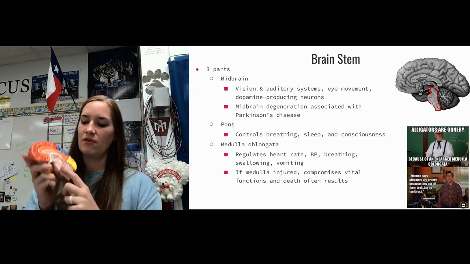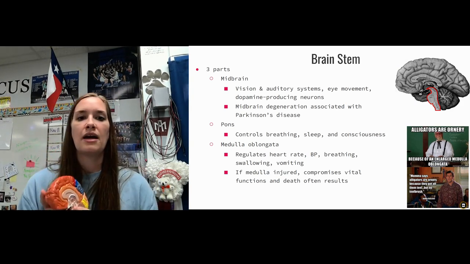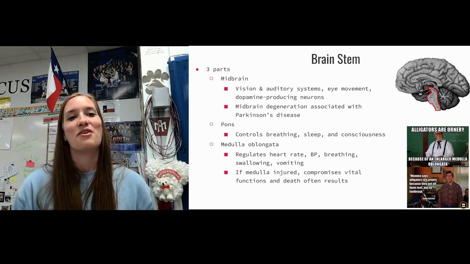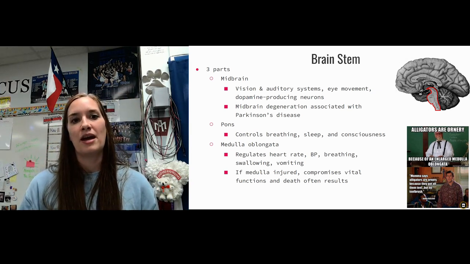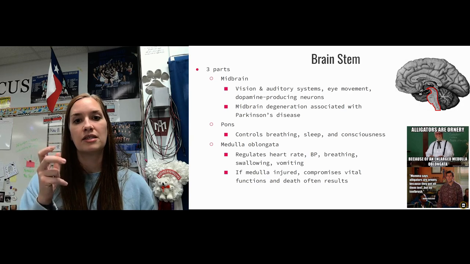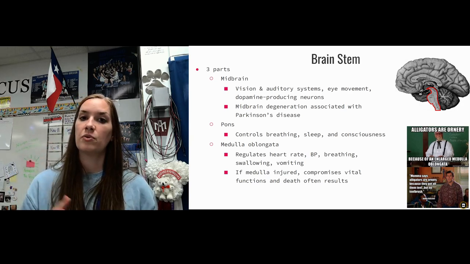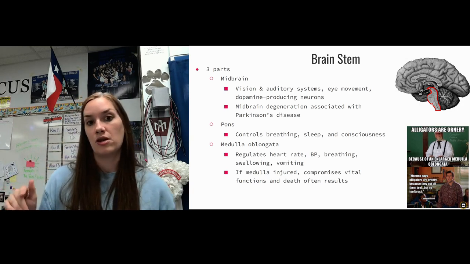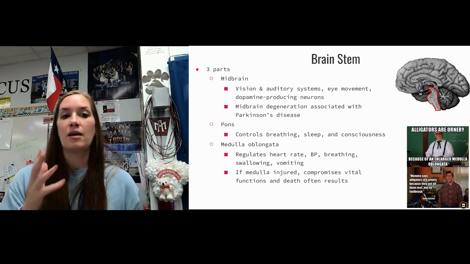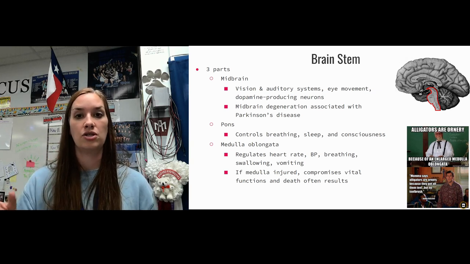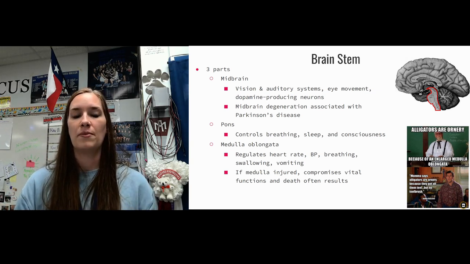The brainstem itself has three parts. So we have the midbrain, the pons, and then the medulla oblongata. So the midbrain is where we have some vision and auditory systems with basic eye movement. We have dopamine producing neurons, which are here, which will come into play when we start talking about disorders like Parkinson's disease, because Parkinson's disease is actually associated with lack of dopamine.